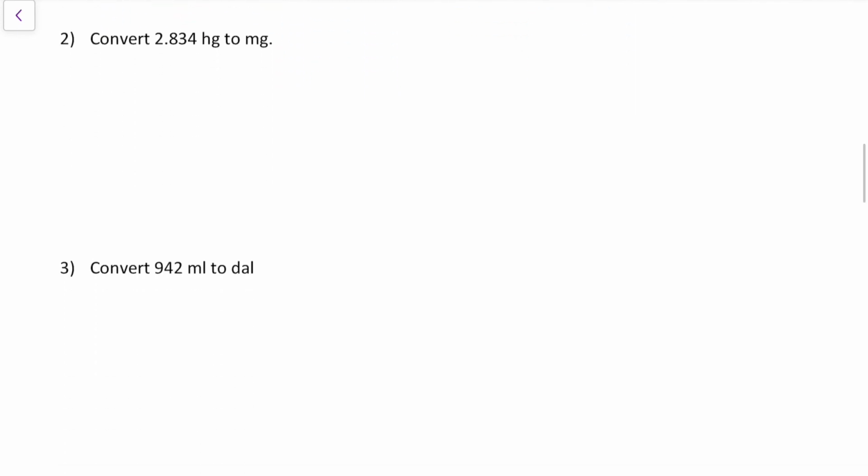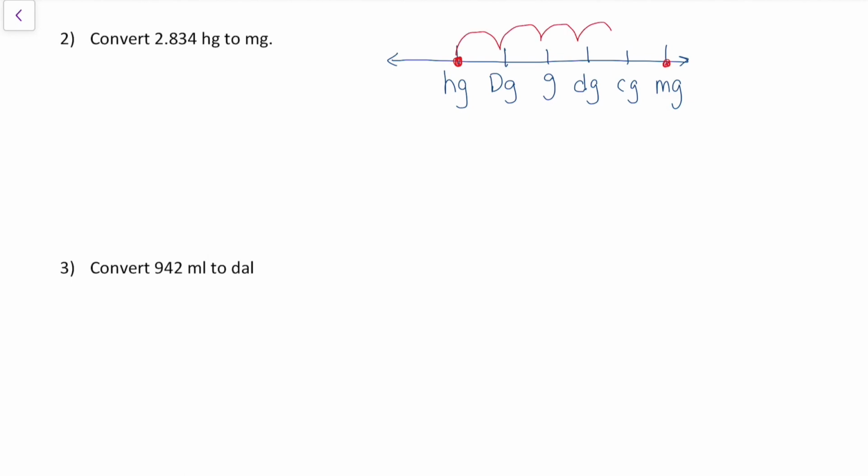So let's try this one. I want to convert 2.834 hectogram to milligram. So if I again look at my scale, I'm using grams, which is right in the center. And if I go up, I have decagrams, and then hectograms, and if I go down, I get decigrams, centigrams, milligrams. So if I start at hectograms and I want to get to milligrams, that's 1, 2, 3, 4, 5 jumps to the right, or I'm going to times by 10 5 times.